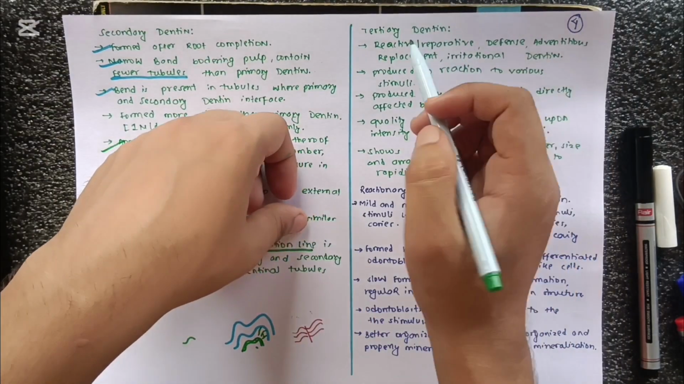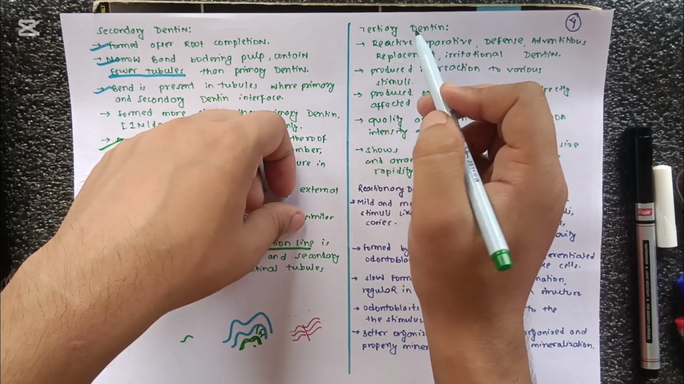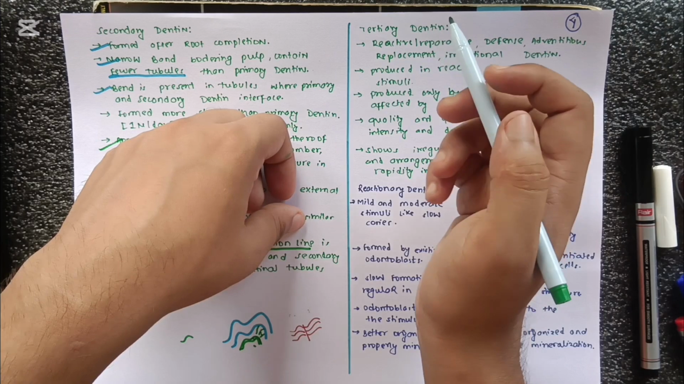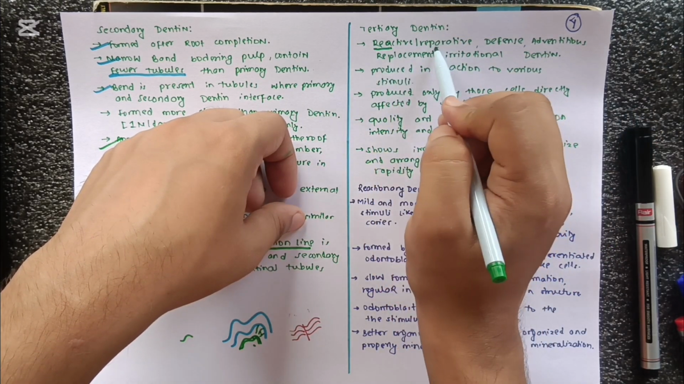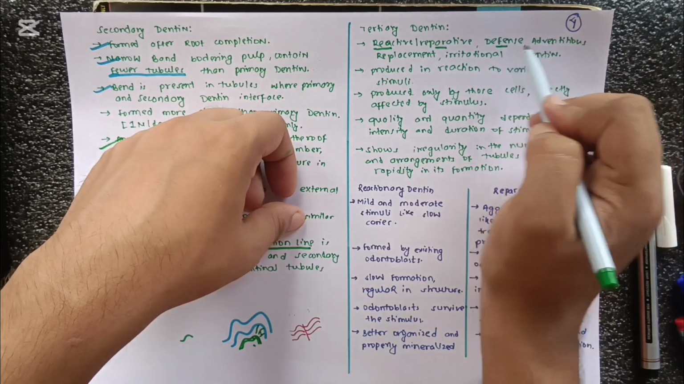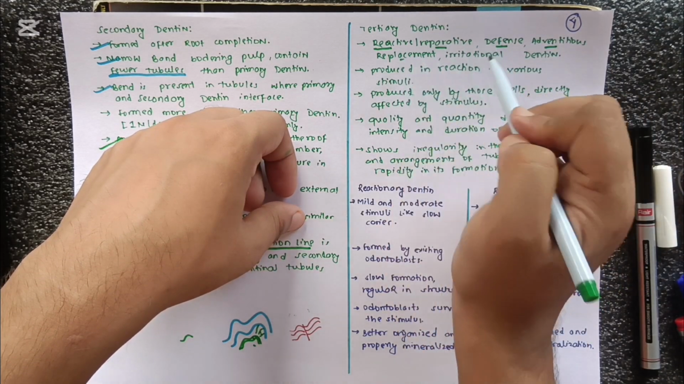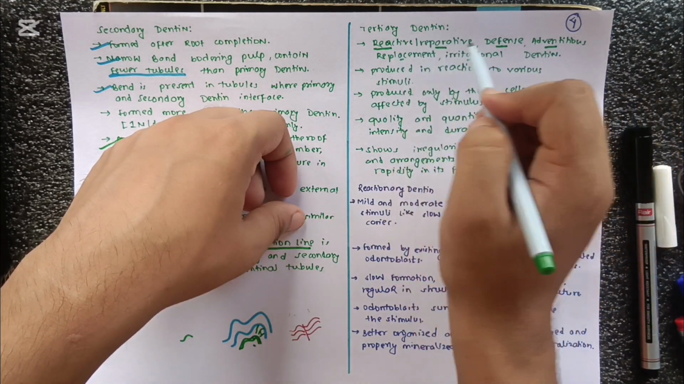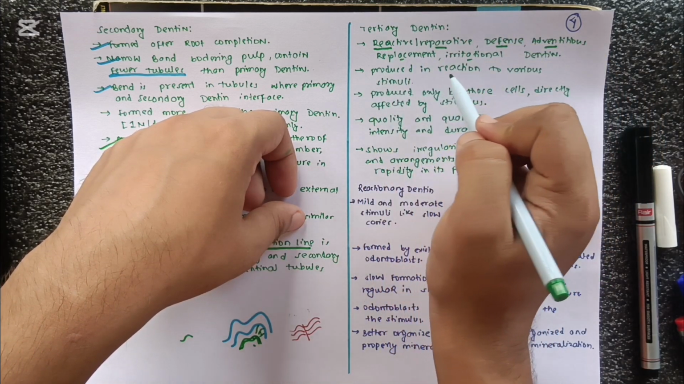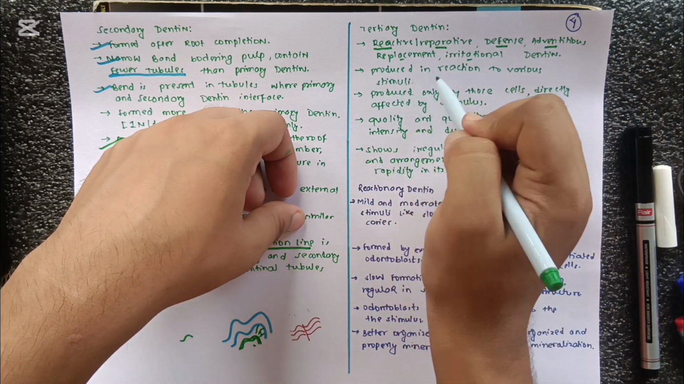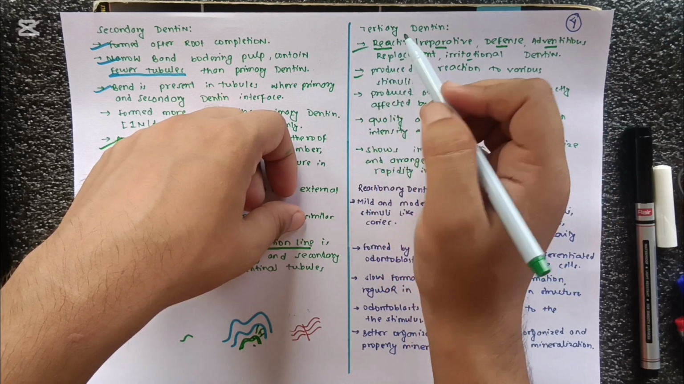After that, tertiary dentin is a type of secondary dentin as it is formed after root completion. So it is also called reactive or reparative dentin, defensive dentin, adventitious dentin, replacement dentin, irritational dentin. They are the synonyms of the tertiary dentin. It is produced in reaction to various stimuli.